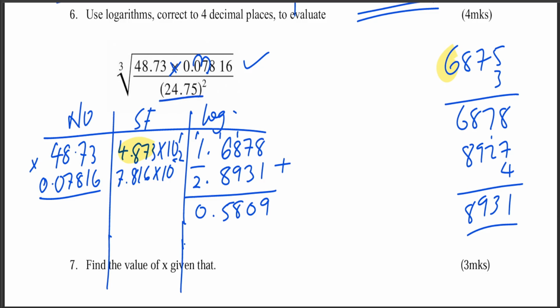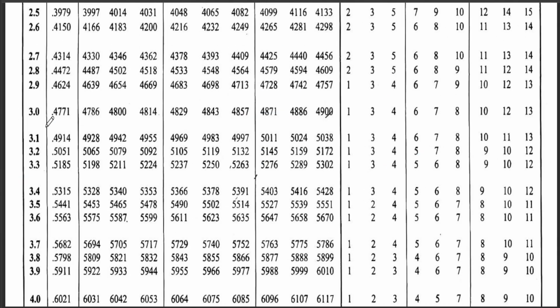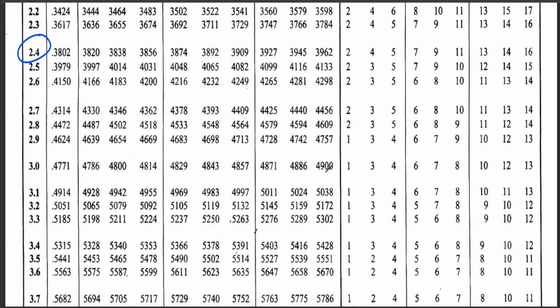Ni ya hii hapa, 24.75 squared. So mwanzo tuandike 2.475 times 10 power 1. Sawa. So hii ni 1 point something kwa sababu ya power ni power 1. So njoo 2.475, 2.4 is 4, 7 and then 5. So 3927 plus 9.